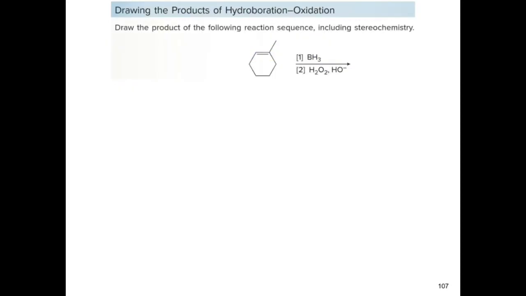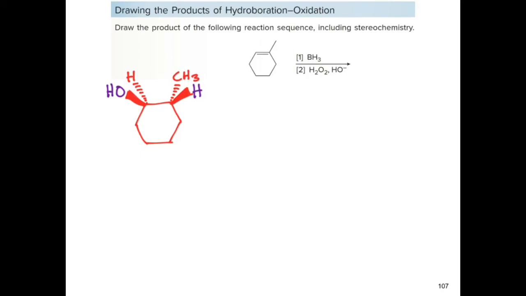So let's take a look at this one example here. Draw the product of the following reaction sequence, including stereochemistry. So here you can see that we have an unsymmetrical alkene. So you would expect this hydroboration oxidation reaction to yield an alcohol in which the hydroxy group will be bonded to the less substituted carbon atom, and then the hydrogen bonded to the more substituted carbon atom, which is an anti-Markovnikov addition. And because the hydroboration oxidation reaction always results in a syn addition of the hydrogen and the hydroxy group, you would expect the two groups to be on the same side of the plane.